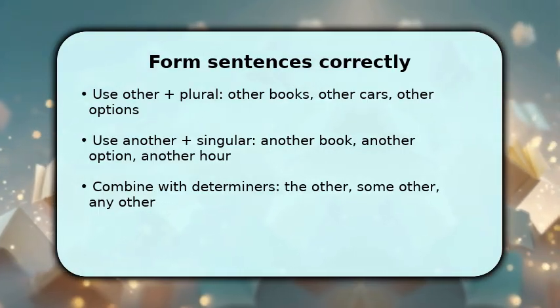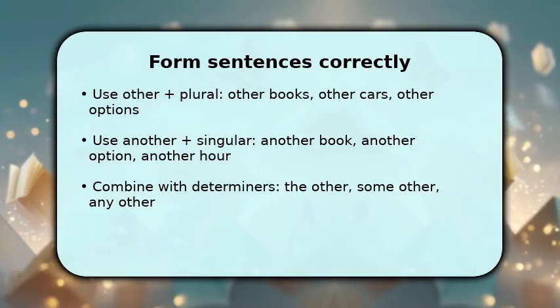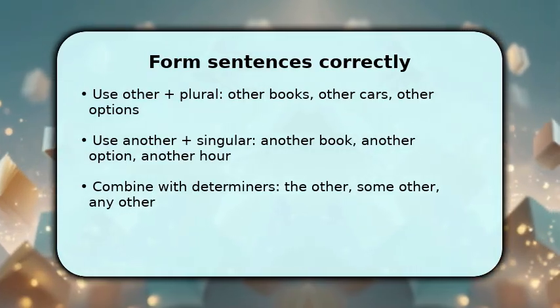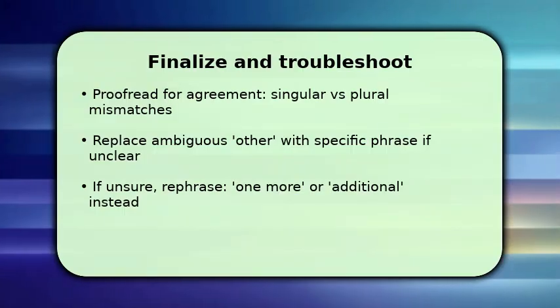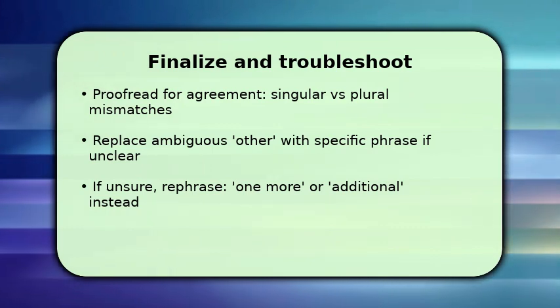Also remember parallel structure in lists. Keep other with plurals and another with singulars to avoid awkward mismatches. You finish by proofreading aloud to catch agreement errors and clarity problems. If a sentence sounds odd, check whether other refers to plural or uncountable nouns. If it's ambiguous, replace other with a clearer noun phrase or use another when you mean one more.